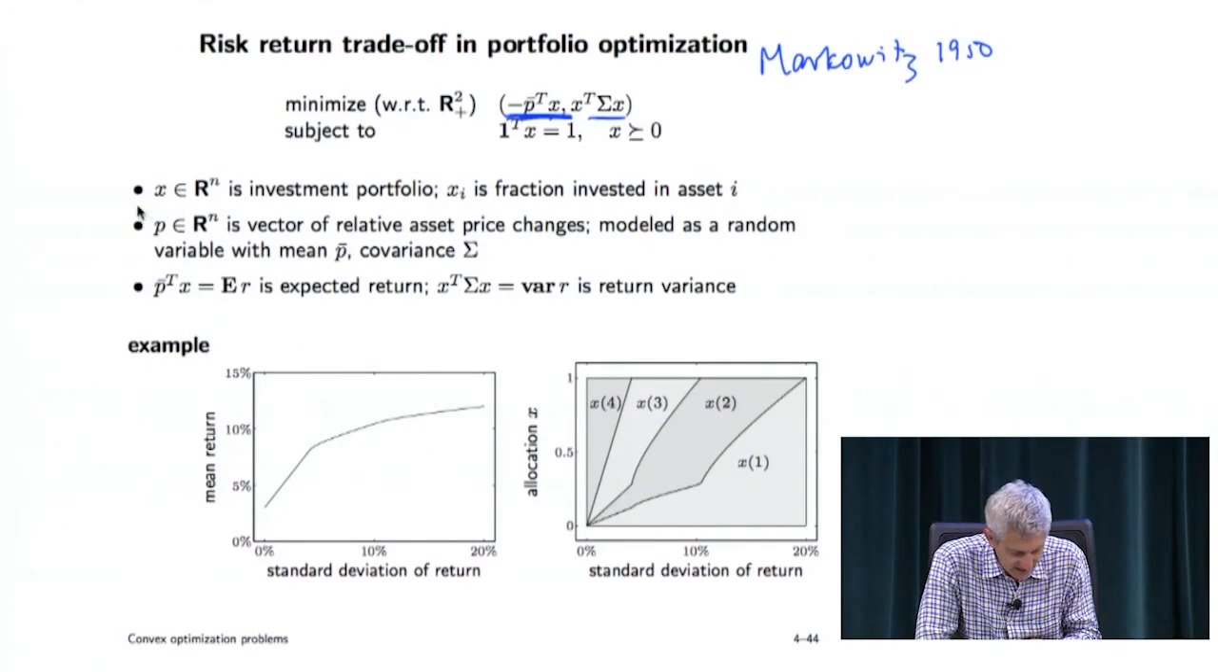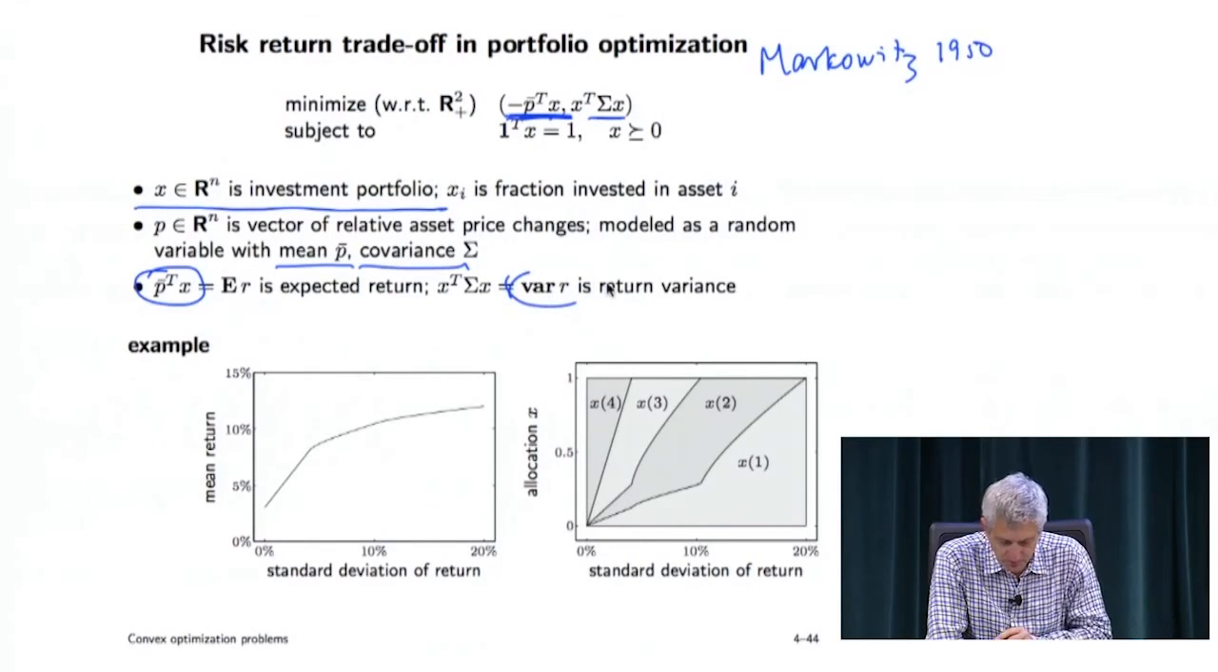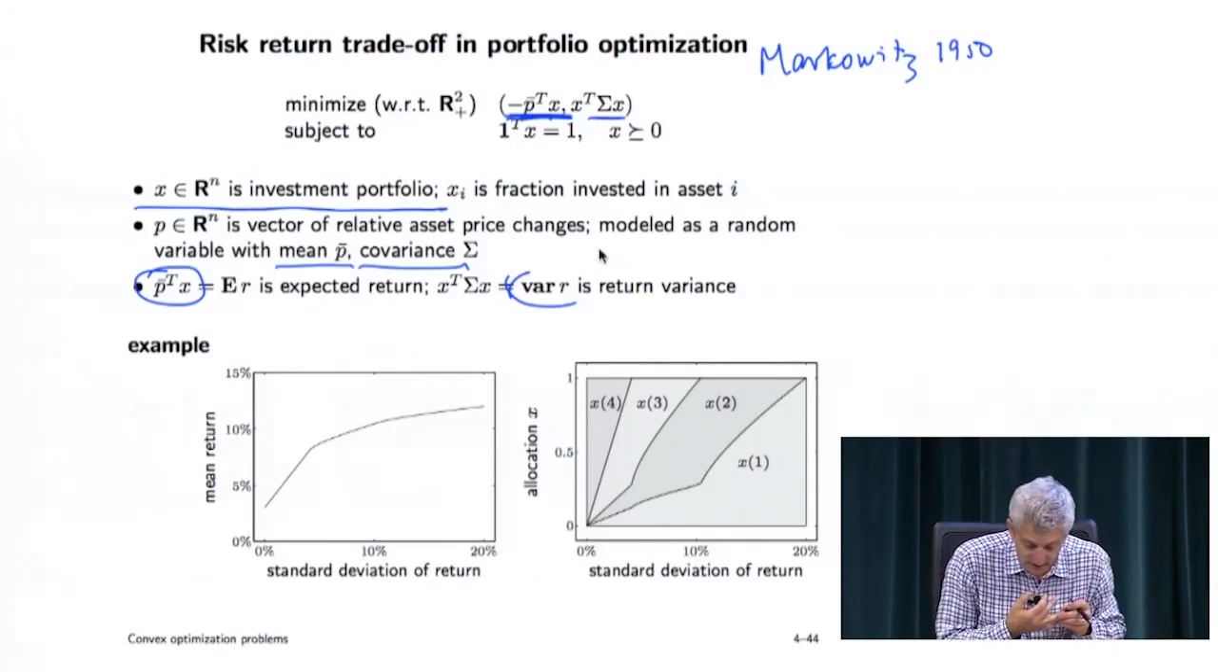So here, x gives you an investment portfolio. So x_i is the fraction of things you invest in asset i. Then p is a vector of asset price changes. It's a return, and that's modeled as a random variable with mean p bar and covariance sigma. So the mean return is p bar transpose x. That's this one, and this is the variance. And so what this says is I want small variance and I want large return.